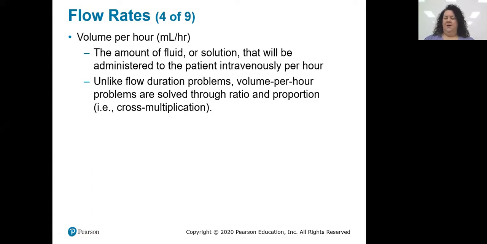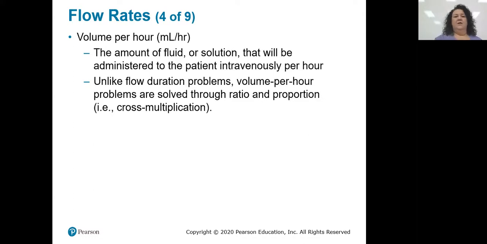This installment is going to cover volume per hour, and this begins on page 328 of the textbook. So volume per hour, or milliliters per hour. This is going to help us determine the amount of fluid or solution that will be administered to the patient intravenously per hour. Unlike flow rate duration problems, volume per hour problems are going to be solved through ratio and proportion, and then we're going to cross multiply to solve for X.